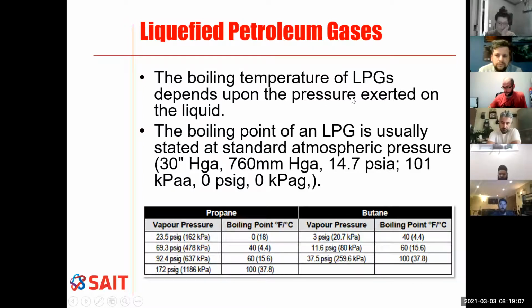And next, the boiling temperature of these LPGs, liquid petroleum gases, depends upon the pressure exerted. So, for example, the boiling point of LPG is usually stated at standard atmospheric pressure. But let's have a look at this table down here. It says if you put propane under pressure, 23.5 psi gauge pressure, look at what happens to the boiling point. It's now at 0 degrees. So all we have to do is put it under pressure and we can get the boiling point higher.